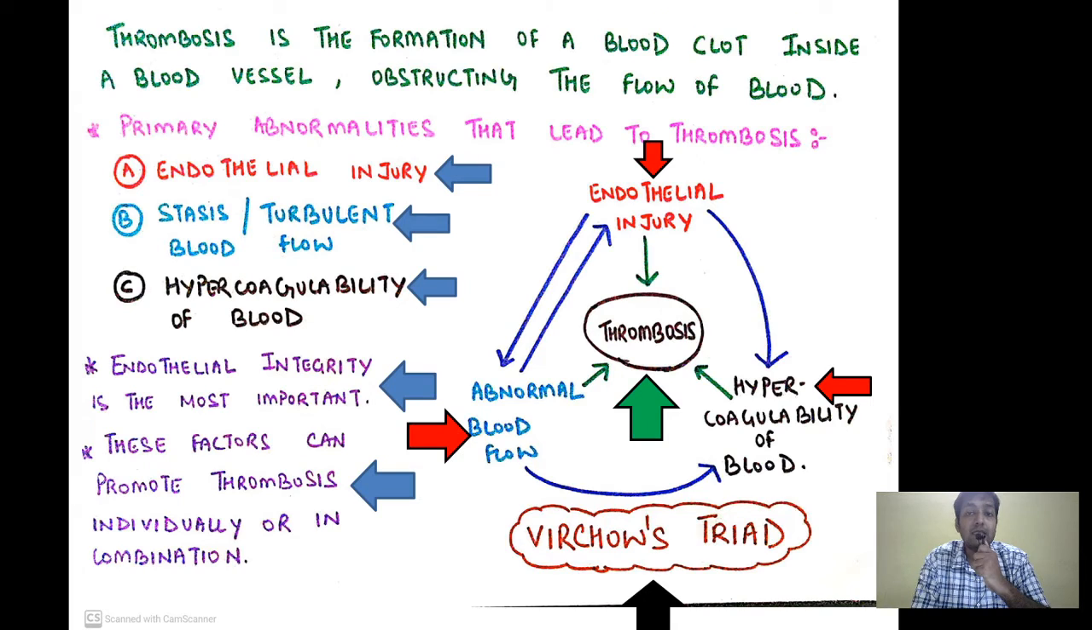Also, if you look at this diagram, I have shown that abnormal blood flow can cause endothelial injury, and endothelial injury itself can cause abnormal blood flow. Also, endothelial injury can lead to hypercoagulability of the blood, and abnormal blood flow can also lead to hypercoagulability of the blood. So these factors can act individually or in combination. Okay, let us move ahead.